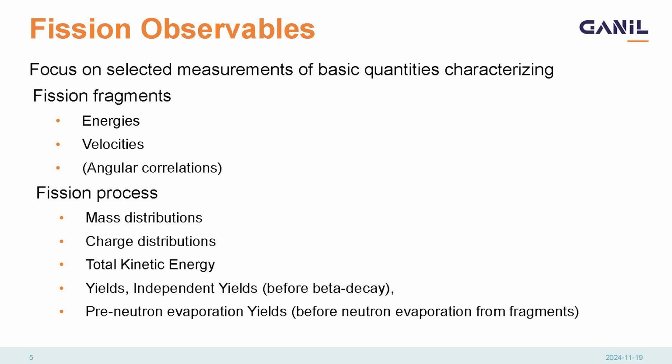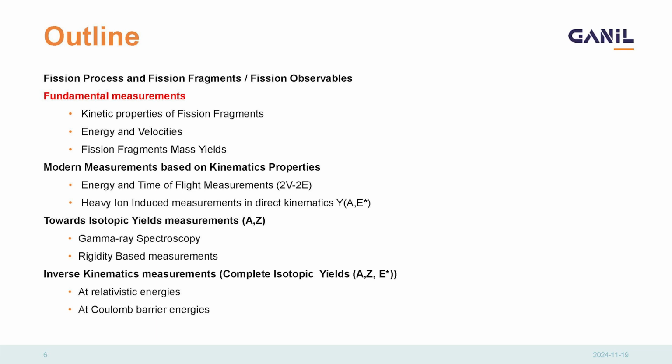And the fission process through the mass distribution, charge distribution, kinetic energies, the yields, the pre-neutron evaporation yields. So I could not resist going through some historical aspects. I will first show what the fundamental measurements were that allowed us to have a good understanding and already a very good overview of what the fission process is.